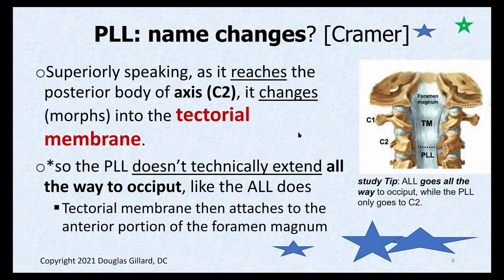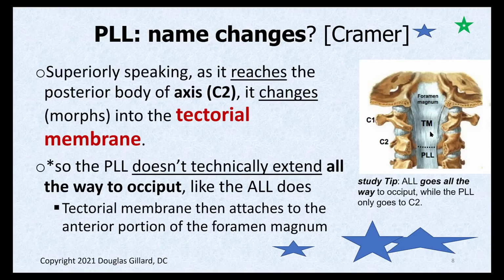There is a name change, and we'll cover this again when we get to the cervical region. But posterior longitudinal ligament will be coming all the way up from about S1 or S2, comes all the way up. But when it gets to the body of C2, it changes. I mean, it changes morphology. It's really the same ligament, but it does get wider and it gets more thin. So it becomes more of a membrane compared to a ligament. And so they gave it a new name. They call it the tectorial membrane.